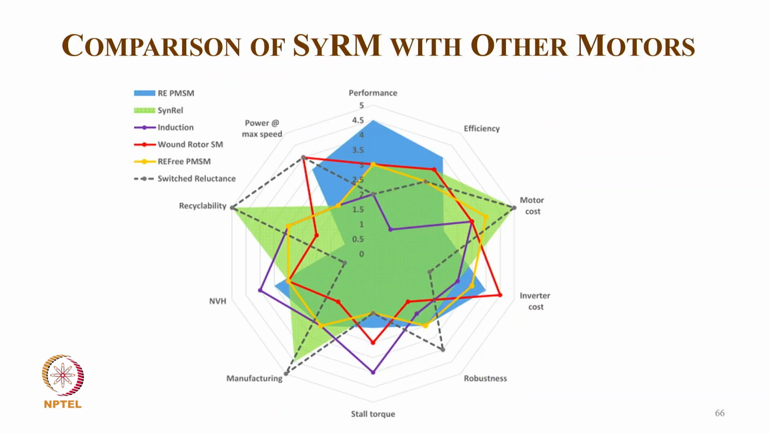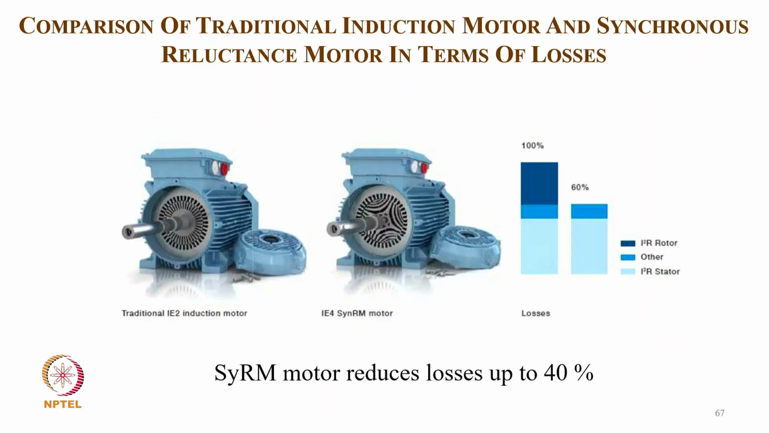And this is a comparison of the synchronous reluctance motor with other motors, compared to the reluctance based PMSM. In terms of geometry, there are the synchronous reluctance motor, then the induction motor, the wound rotor synchronous motor, the rare-earth free permanent magnet synchronous motor, and the switched reluctance motor. You can clearly see, for the same rating, the performance, efficiency, motor cost, inverter cost, manufacturing, recycling, and maximum power at maximum speed correspondingly. So coming to the synchronous reluctance motor, it reduces the losses by up to 40%, which you all talk about as IE4.